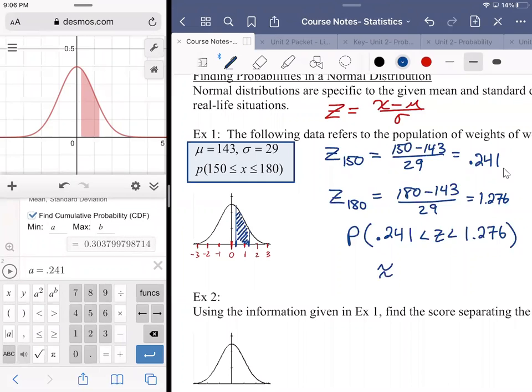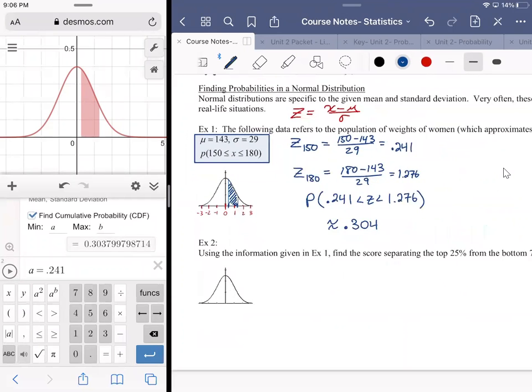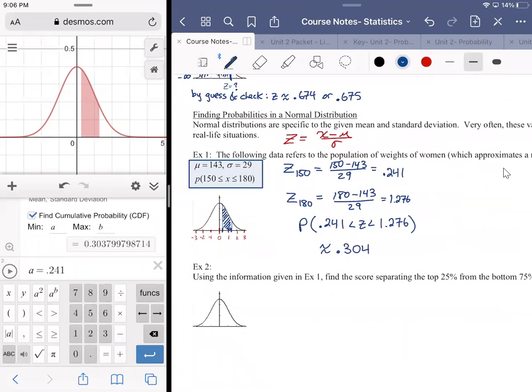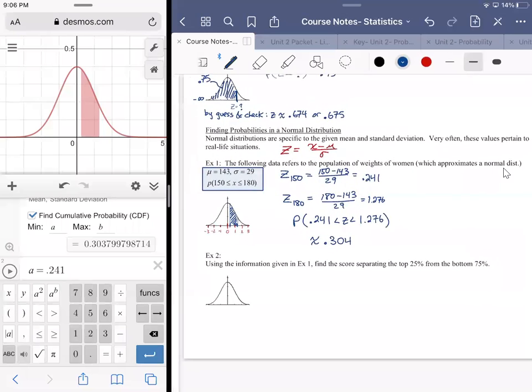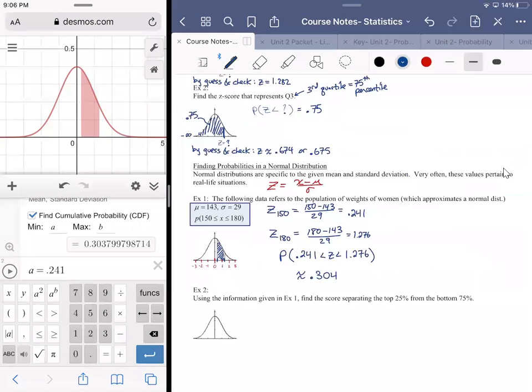All right. So in this case, again, we're talking about a dated concept here, but population of weights of women. With that information, this is telling us that the probability is about 0.304 that a person would fall in that interval.